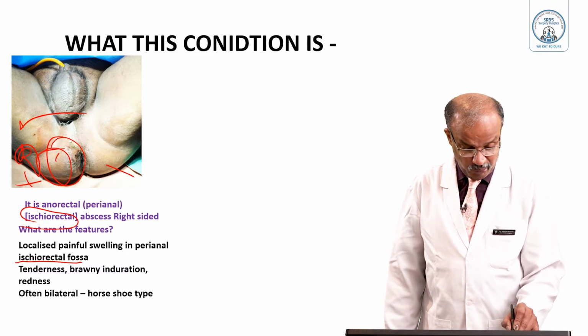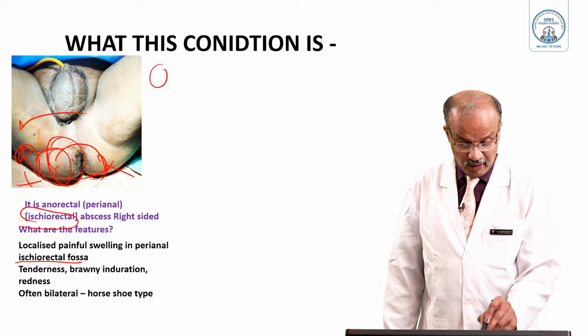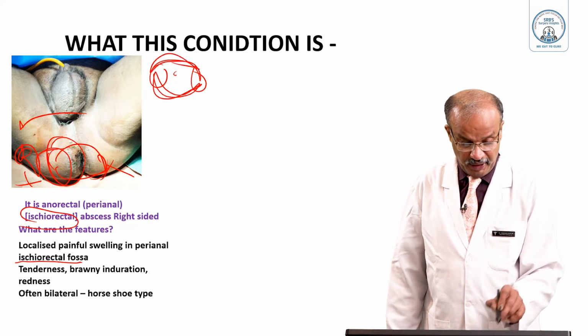It may communicate both sides here. So it becomes a horseshoe abscess, both sides like this, both buttock areas. So it is a horseshoe abscess. Like this, it will be connected like this.